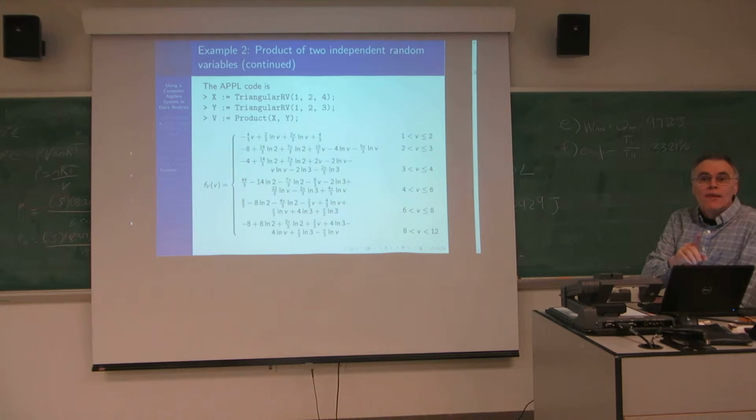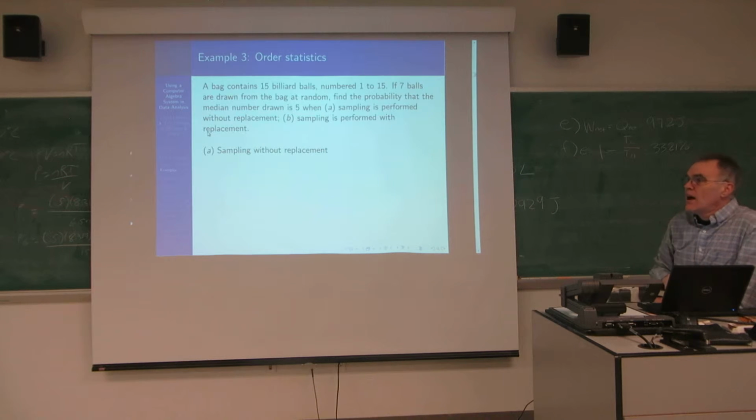There's one example, and that involves a continuous random variable. Let me give you another example. This involves a discrete random variable. There is a bag containing 15 billiard balls numbered 1 through 15, and for those who had me last semester in 401, I'm sorry, you've seen this type of thing over and over and over again. If 7 balls are drawn from the bag at random, find the probability that the median number drawn is equal to 5 when A, sampling is performed without replacement, and B, sampling is performed with replacement.